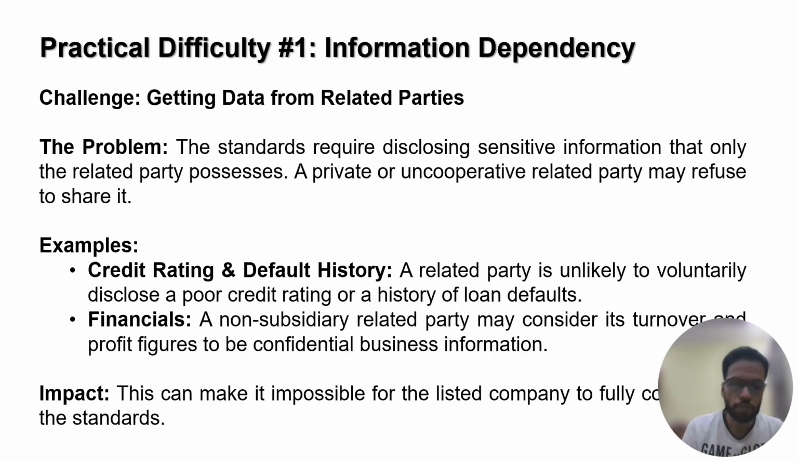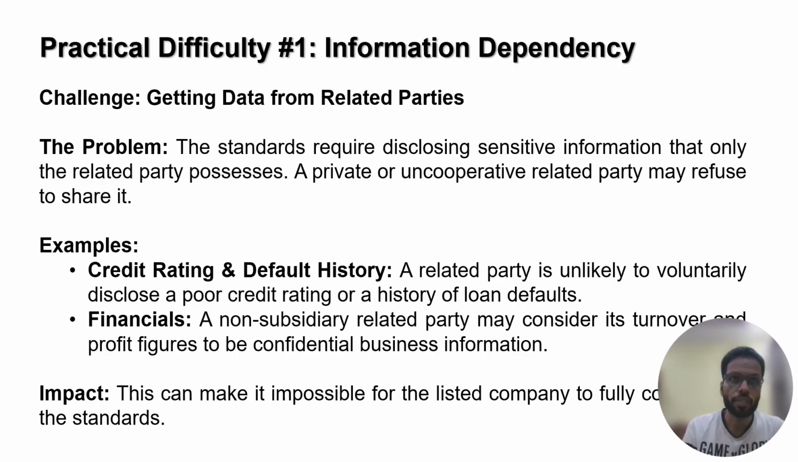First, as we all are discussing in the industry, there is so much information dependency on the other party. Getting data from the related party is really a difficult task, especially when the related parties are private and uncooperative. They can definitely refuse to share it because it includes sensitive or confidential information like credit rating. And if there is a poor credit rating and a history of loan default, why would the related party disclose it to you?